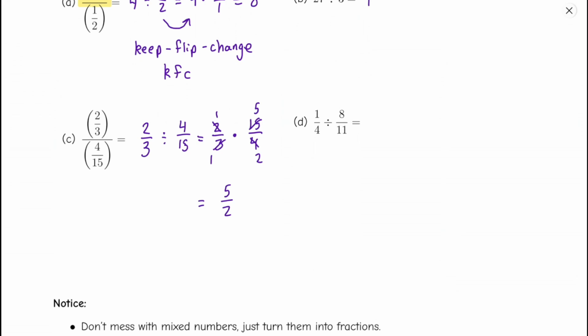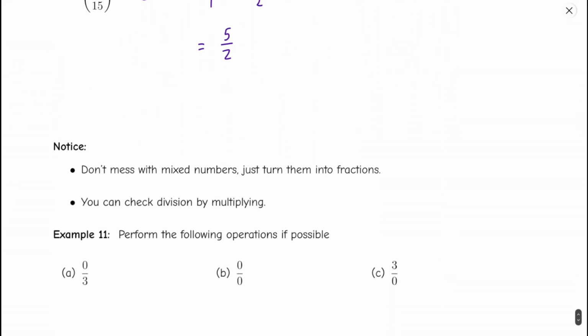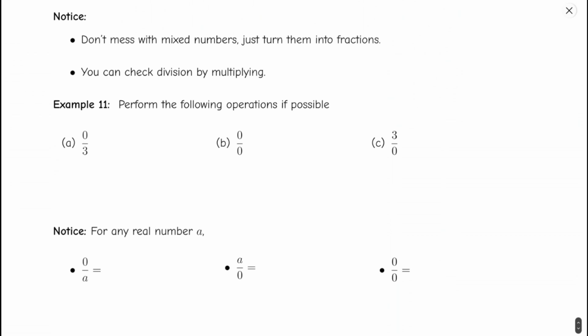Finally, D, 1/4 divided by 8/11. Well, keep, flip, change. So notice, originally it looked like the 4 and the 8 could be reduced, but after flipping, the 4 and 8 are both on the bottom. That means we cannot reduce them, because you can only reduce a top with a bottom. So 1 times 11 is 11, 4 times 8 is 32. Notice, don't mess with mixed numbers, just turn them into fractions, and you can always check division by multiplying.